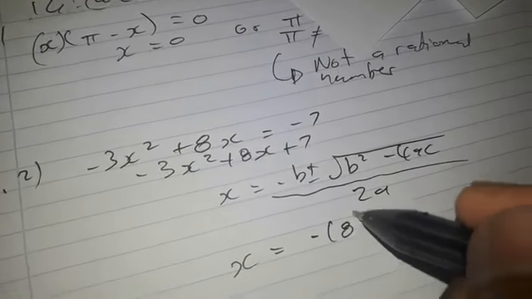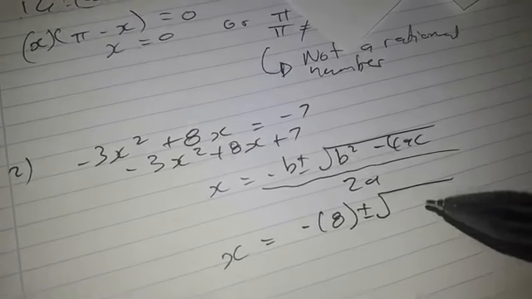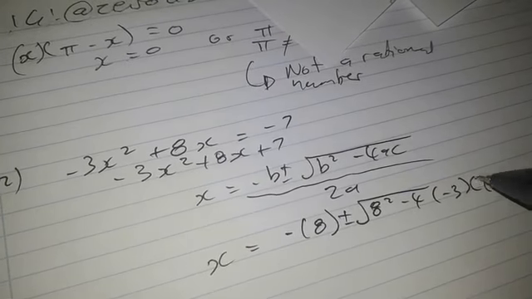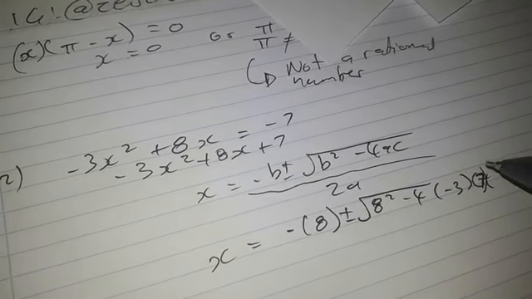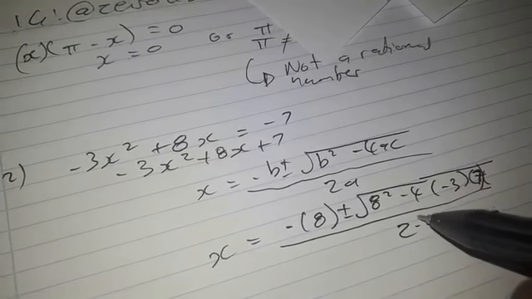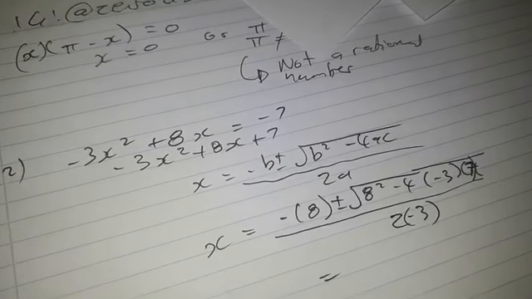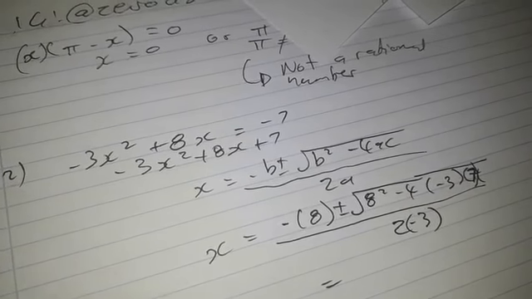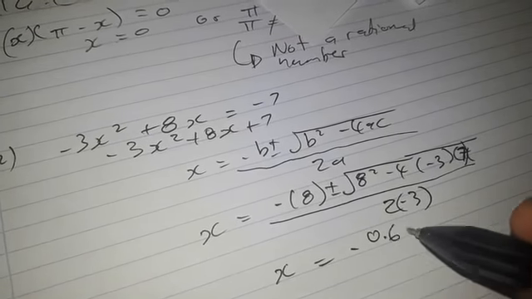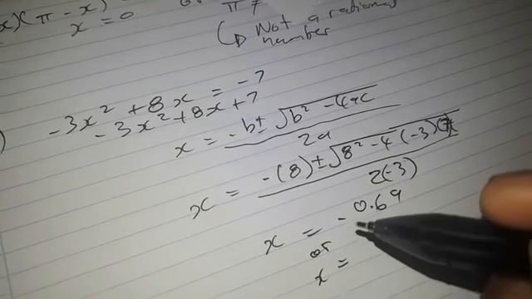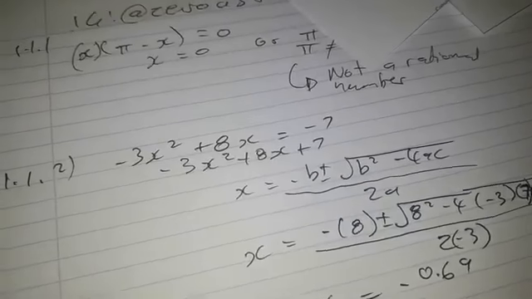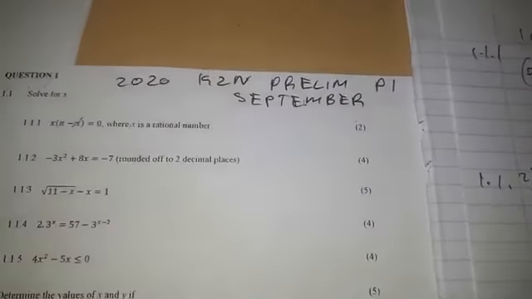Very little distractions in this paper, and also avoid a lot of dumb mistakes. So let's see here. b squared minus 4ac, that's a 7, and then here we have 2a, which is negative 3. If you put all that in your calculator, that should give you x is equal to negative 0.69, or x is equal to 3.36. This is quite straightforward.